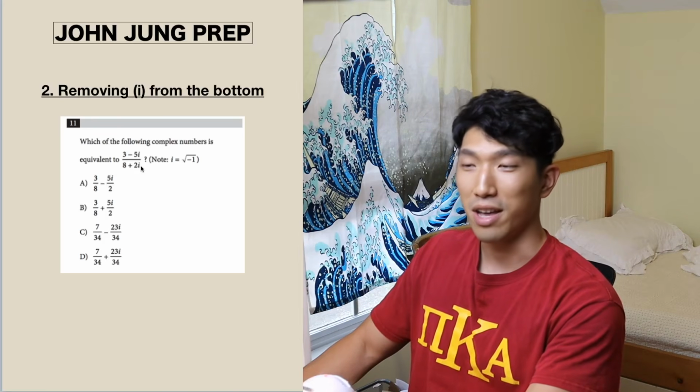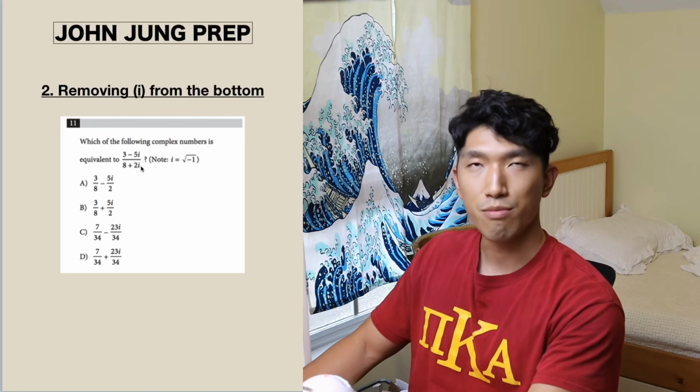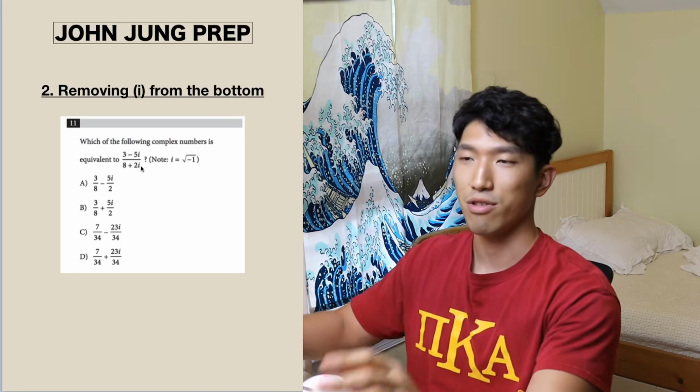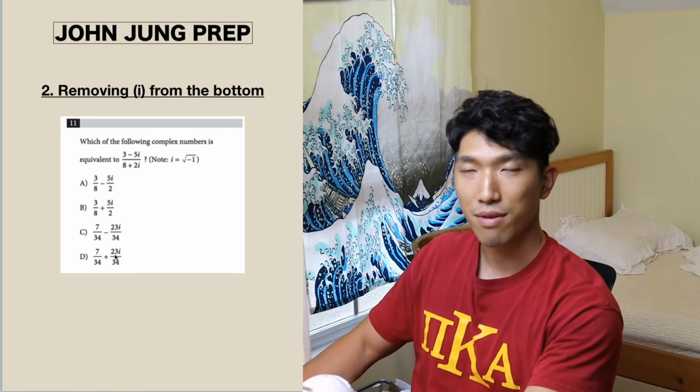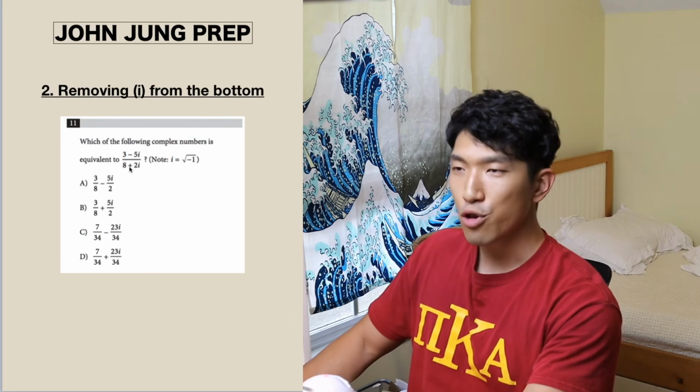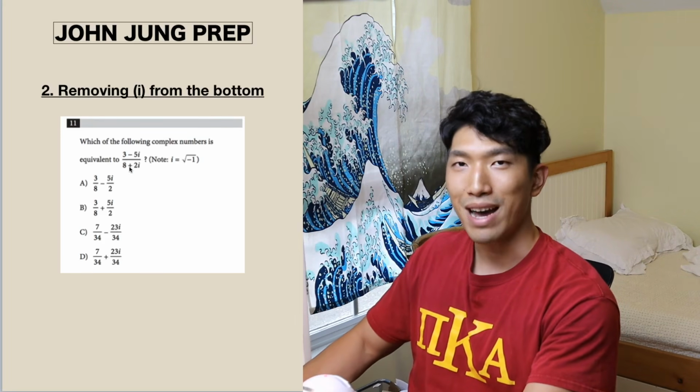They're going to break the law and put the i at the bottom, and your job is to remove the i from the bottom, and that's all you have to do, okay? If you look at all the choices down here, they don't have i's anywhere, right? So how you get rid of i is by multiplying by a conjugate, okay?